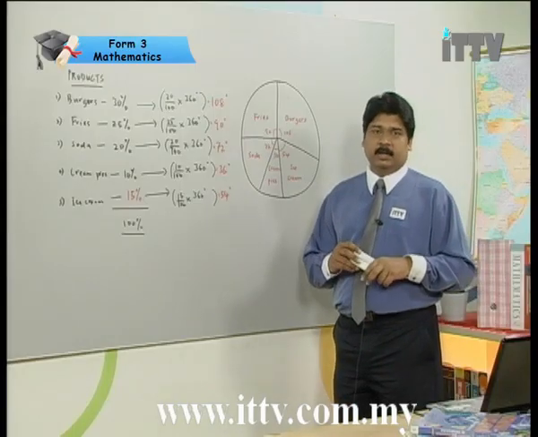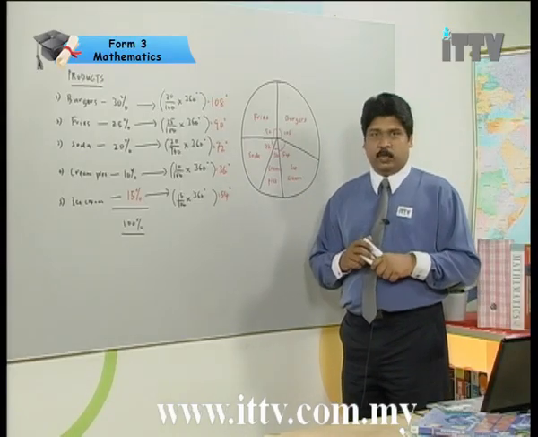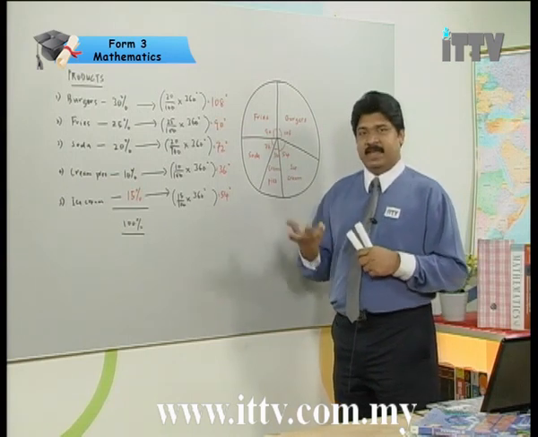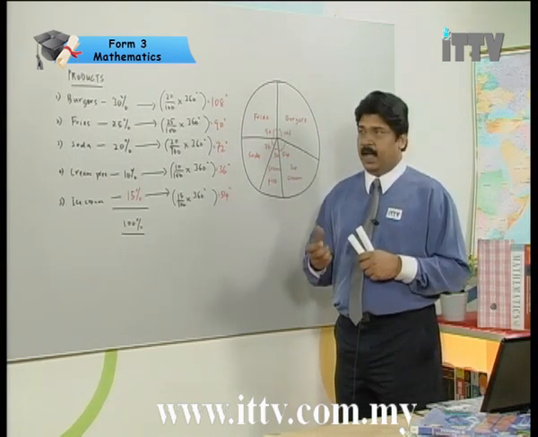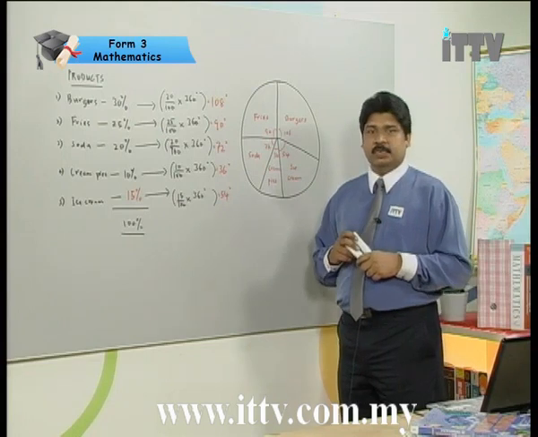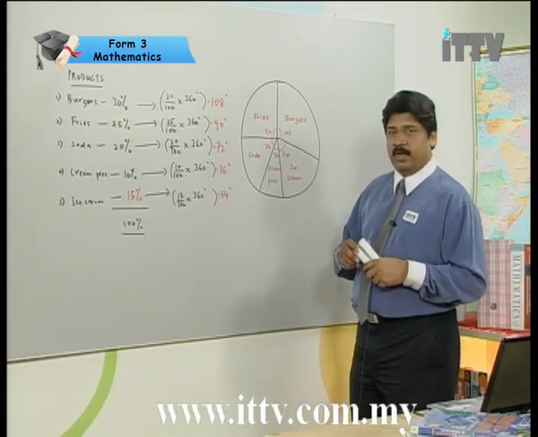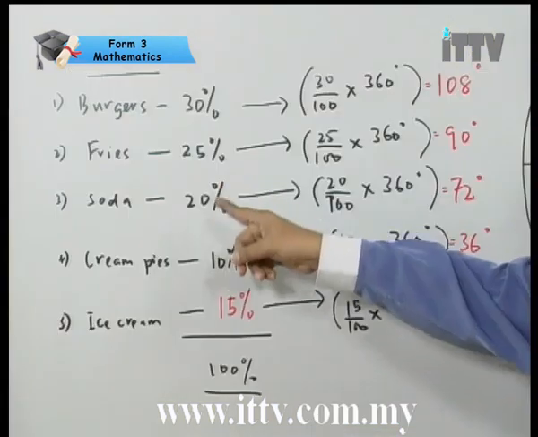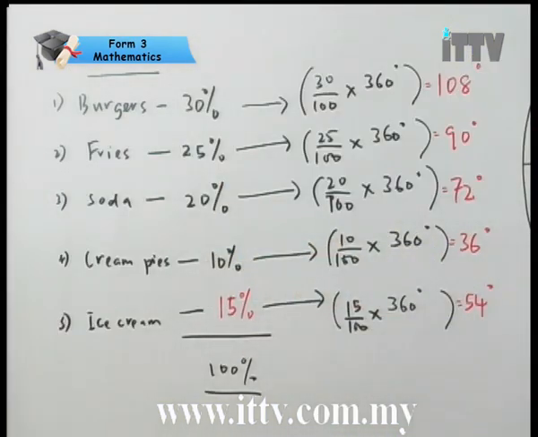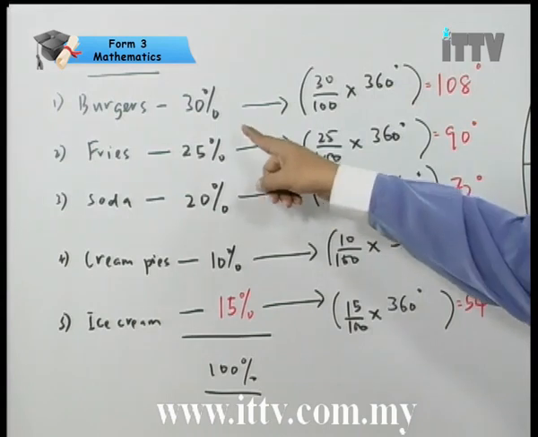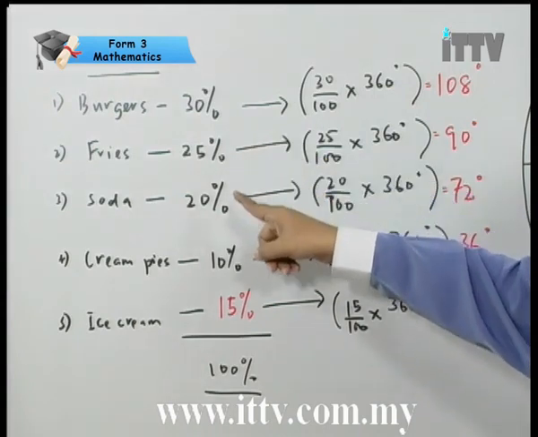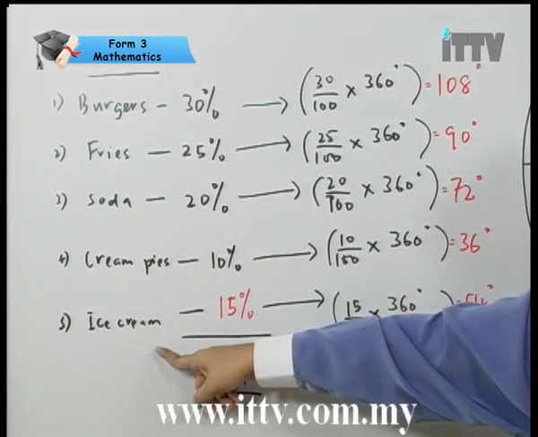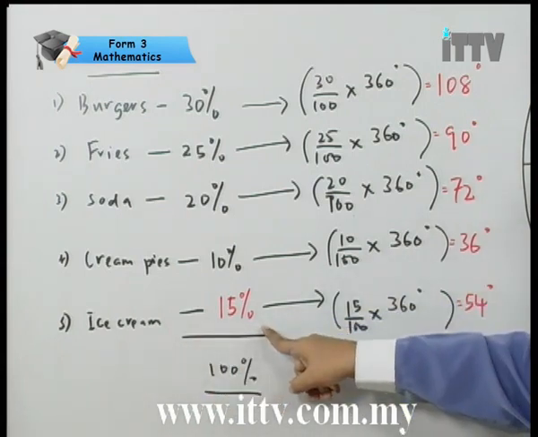Well, boys and girls, let us look into our first question. What is the information given? And what are they asking us to do? We have been told that there are five main products of a fast food outlet. The percentages are given except for ice cream. I've indicated it in red.